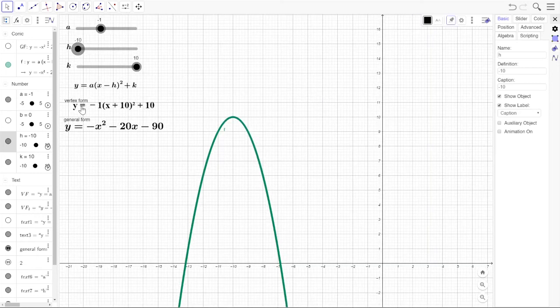So, as you can see, we have the vertex form here and the general form, and expand.